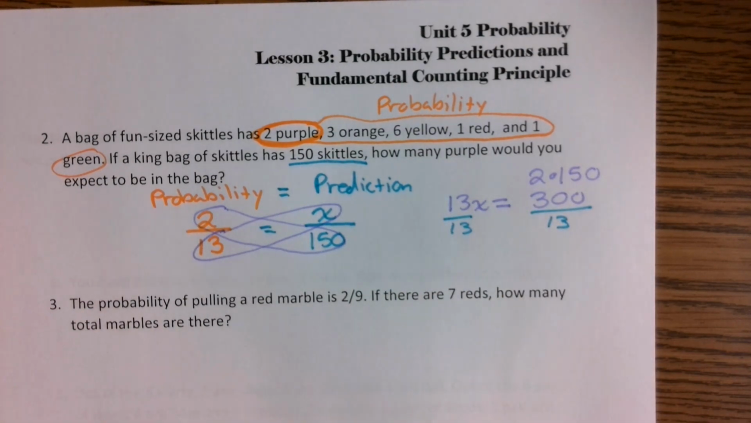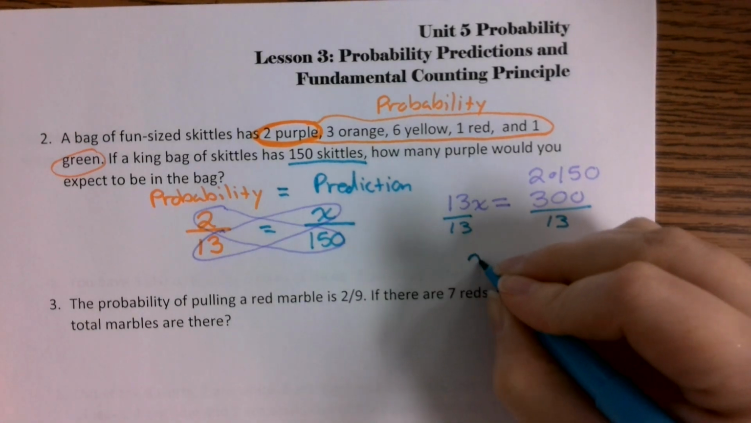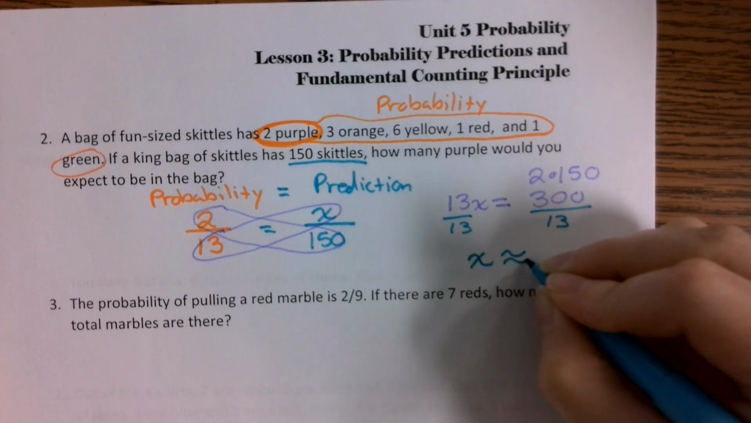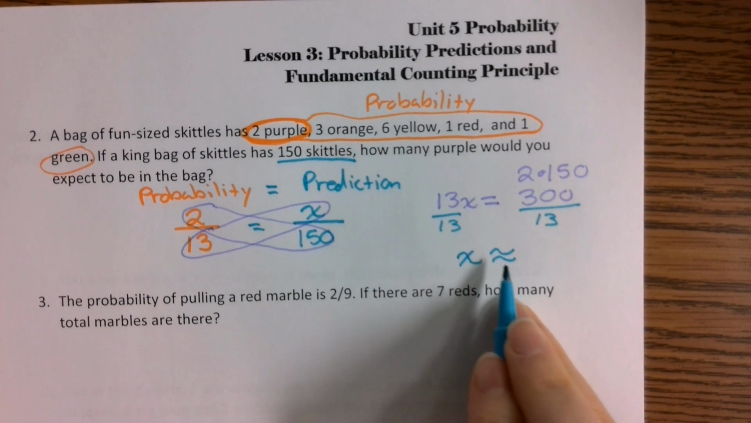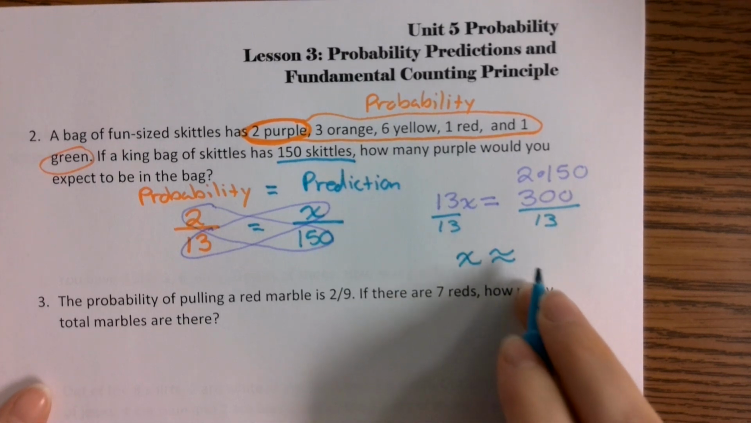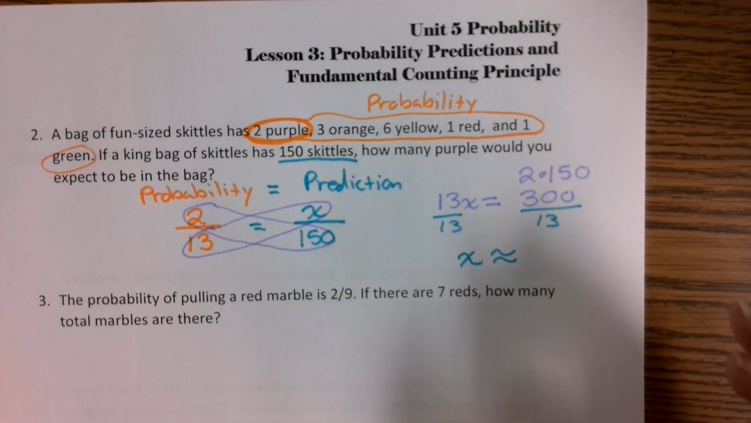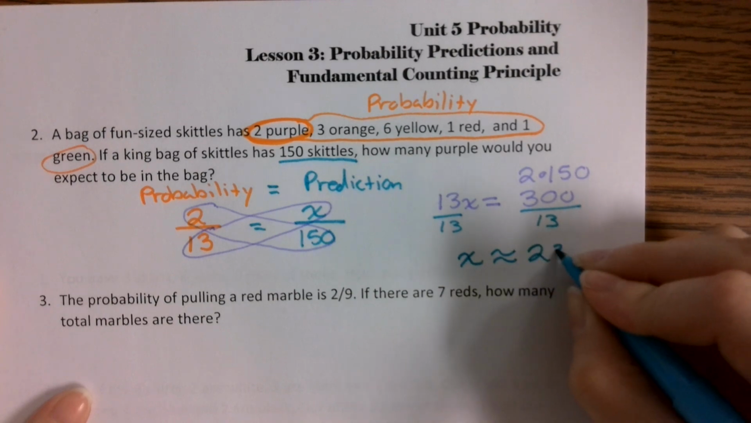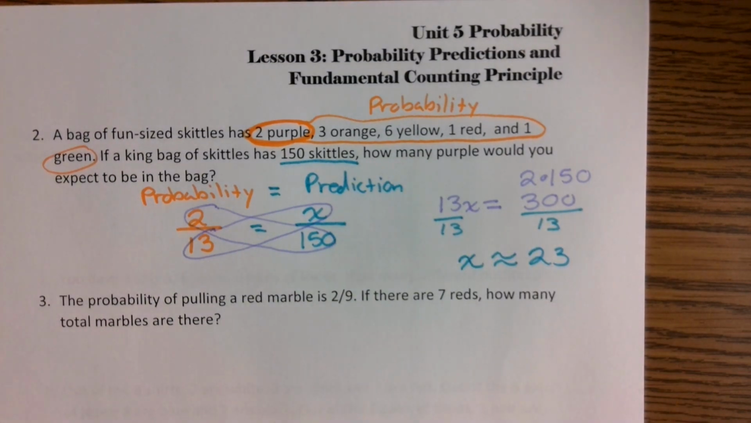Now, when we do that, we're going to get a decimal. Can we have a decimal amount of Skittles? No. You either have 10 Skittles, 11 Skittles, 12 Skittles. You have to make sure that you are rounding it properly. So who can tell me approximately, so that's what the wavy sign is. It's not an equal sign, it's an approximate symbol. About how many purple Skittles should we expect? About 23, right? If we round it correctly, so let's take a look at what it comes out to.